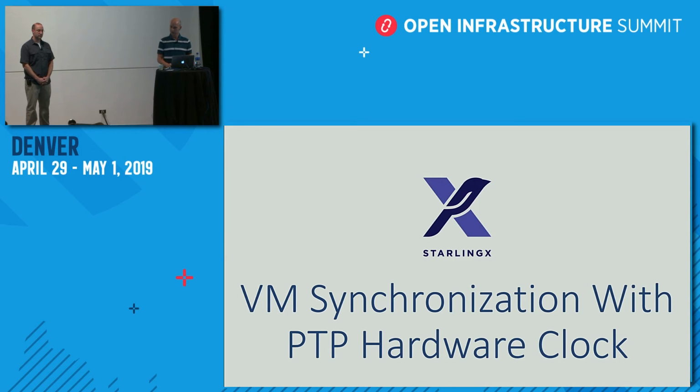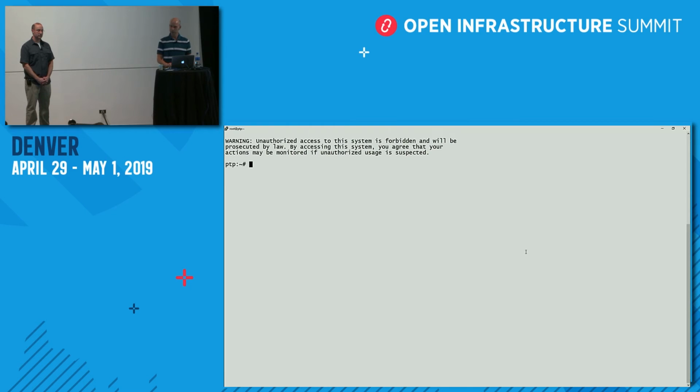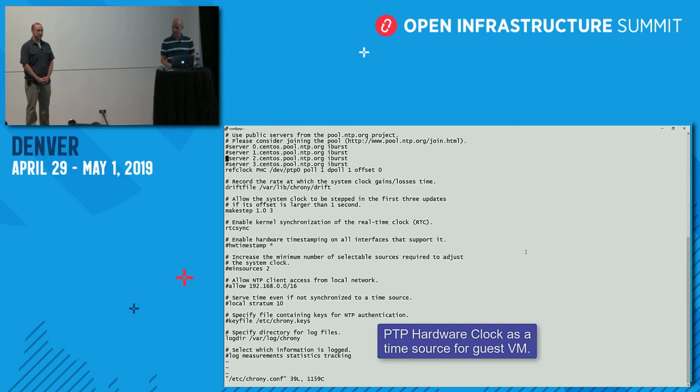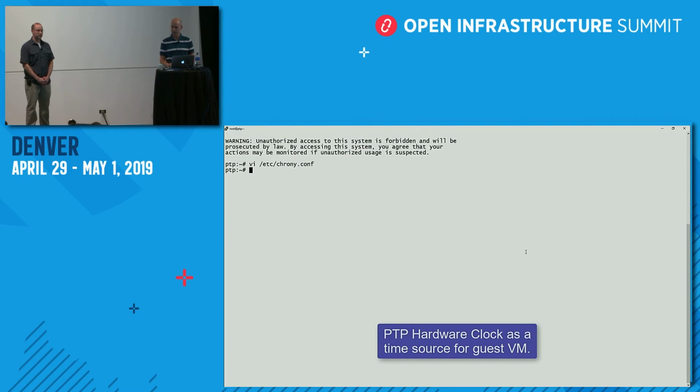The next video will show you how to check that the virtual machine is synchronized to your compute host. So basically on this virtual machine, I go to the chrony.conf file and show that the PTP hardware clock is the reference clock for the chrony daemon.